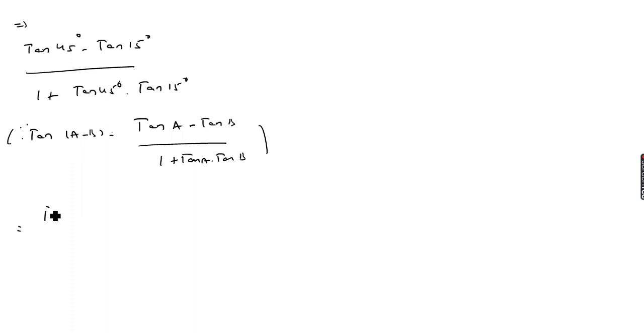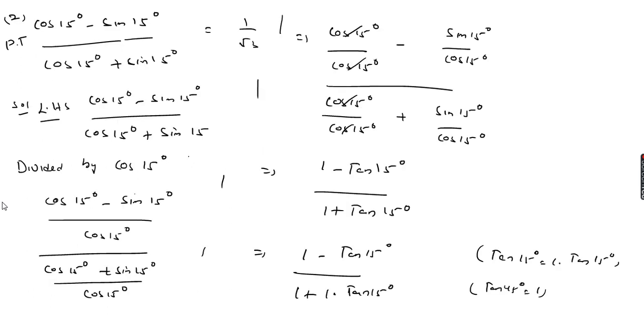So we get that tan of 45 minus 15 degrees, so we get tan 30. We need tan 30, and tan 30 is nothing but 1 by root 3. So just let us summarize the question. We need to prove that cos 15 degrees minus sin 15 degrees by cos 15 degrees plus sin 15 degrees is equal to 1 by root 3.